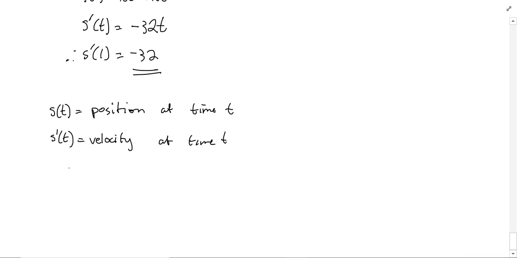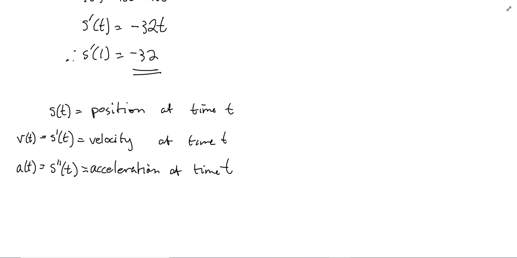Sometimes we call this v of t. If you continue this, if you take the second derivative, remembering that's just the derivative of the derivative, you get the instantaneous change of velocity, which we call acceleration at time t. And sometimes this is represented by a of t.